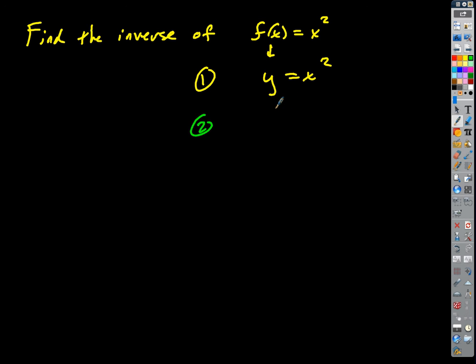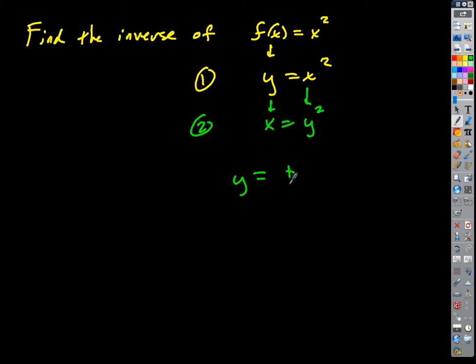Step 2 would mean we're gonna swap these, so that becomes an x and that becomes a y, right? Because that's really what it means to be an inverse. You're gonna swap the domain and the range, and then we're just gonna solve for the new y, and that's our inverse. So how do we solve for y here? Square root. Okay, so we get the answer y equals what?